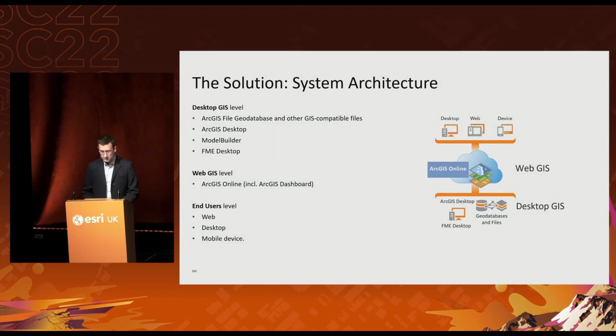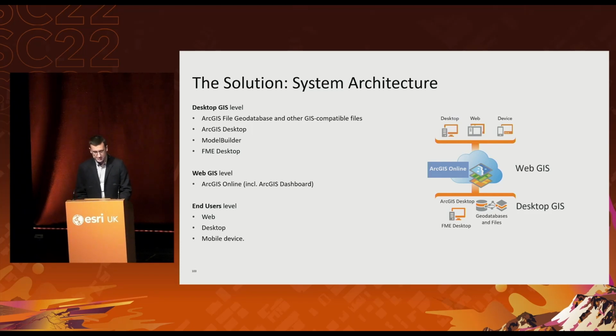Now, looking at the development of the route scoring GIS, it has been based on this architecture. Desktop GIS level, where we have ArcGIS file databases and other GIS-compatible file types for data storage, ArcGIS Desktop for data management, geoprocessing, spatial analysis and mapping, and Model Builder for developing custom model tools and script tools. FME Desktop runs at this level as well, with workspaces developed for data ingestion tasks.